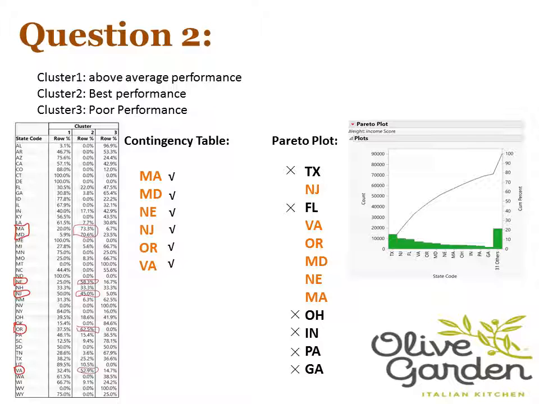But for those states, though their total income score is good, the percentage of restaurants that belong to cluster 3 is relatively high. So when considering choosing a new location for the restaurant, I highly recommend Olive Garden consider states such as Massachusetts, Maryland, Nebraska, New Jersey, Oregon, and Virginia.